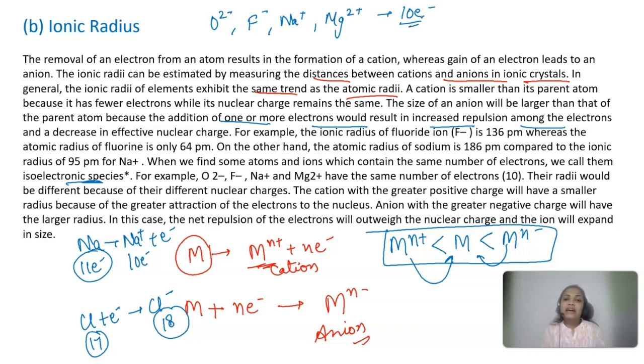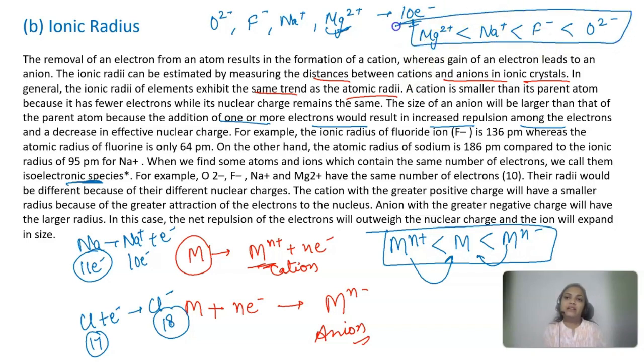Okay, so cations with greater positive charge will have a smaller radius because of the greater attraction of electrons to the nucleus. Means Mg2+ will have the lowest ionic radius, then Na+, then F-, and the greater the charge on the anion, the more the radius. So O2- means it has gained 2 electrons, and gaining 2 electrons means the repulsion would be more. So this is going to be the order. Keep that in mind. Alright.